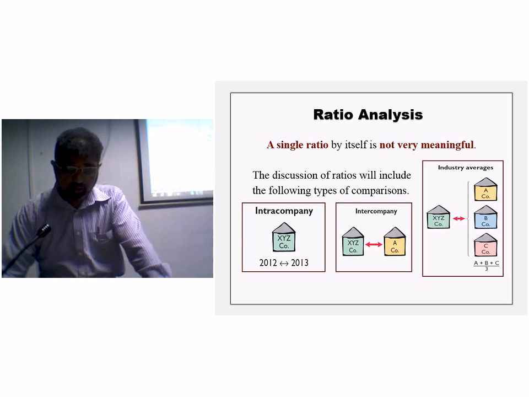You can see the intra-company comparison between 2012, 13, 14, 15 likewise. Here the intercompany comparison, company XYZ with company A. Here the industry average: now we are considering XYZ with companies A, B and C and their average. Average means industry norms, right?